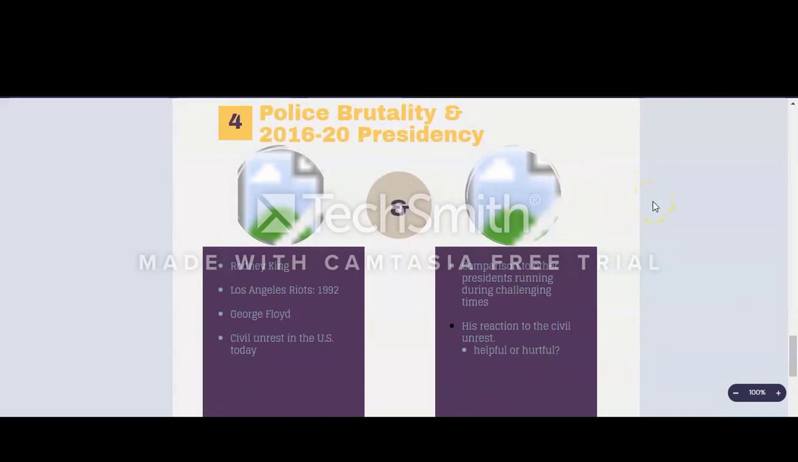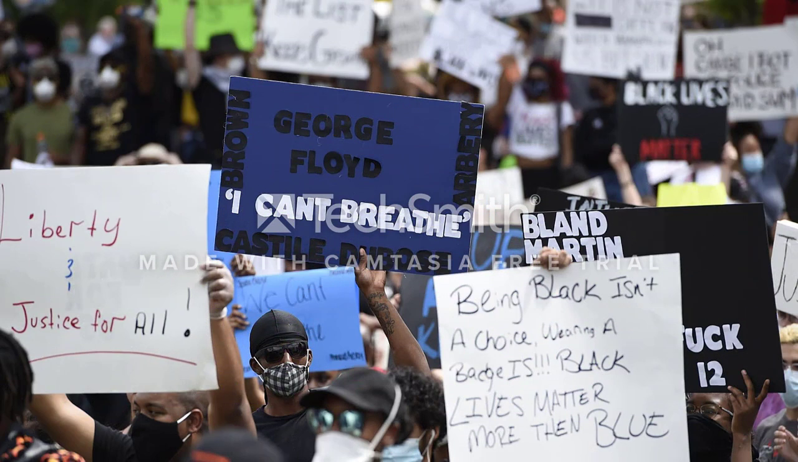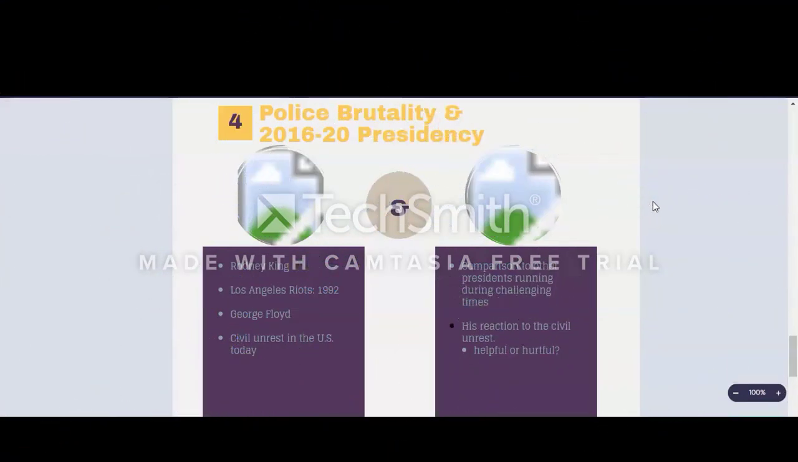Okay, so police brutality and the 2016-2020 presidency. So Rodney King is definitely one of the biggest police brutality cases from back in the day, Los Angeles riots, 1992. And now the same thing is happening with George Floyd and all the civil unrest in the United States right now, even around the world.